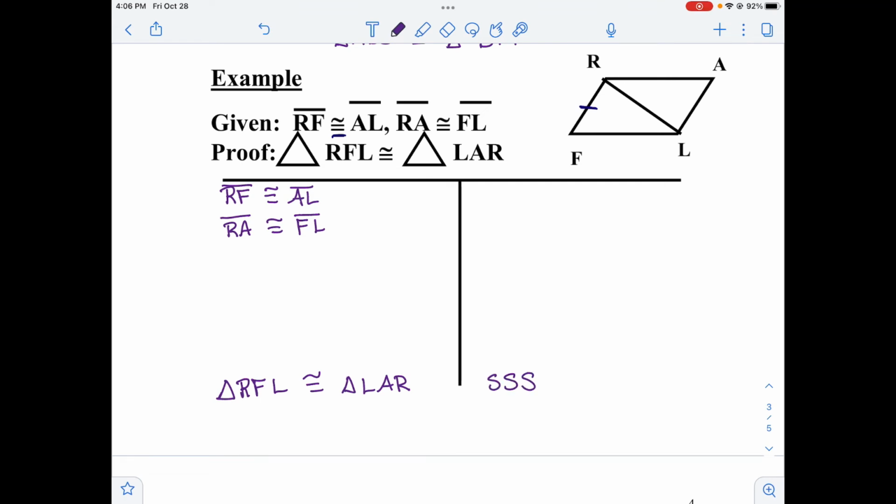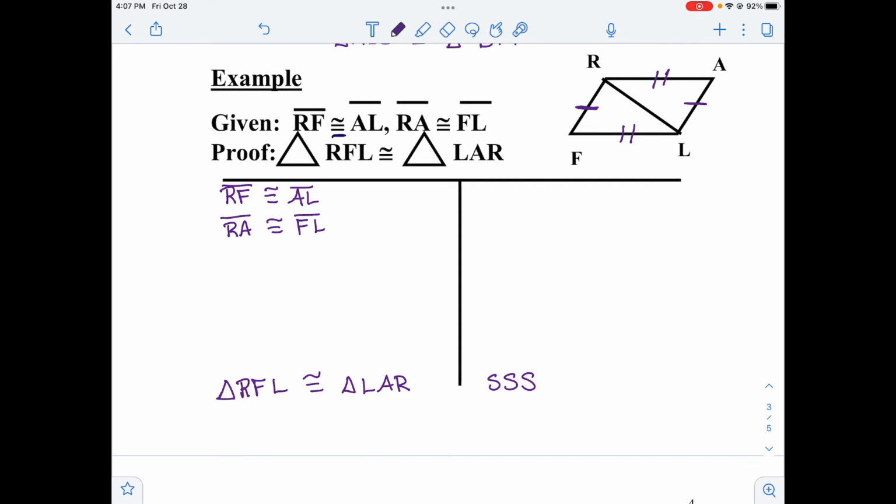So I'm going to go ahead and mark my pieces. I've got RF, so RF's here, and it's congruent to AL. And then I've got RA here, and it's congruent to FL. So those are some given statements. Now, I want to talk about how I get in order.